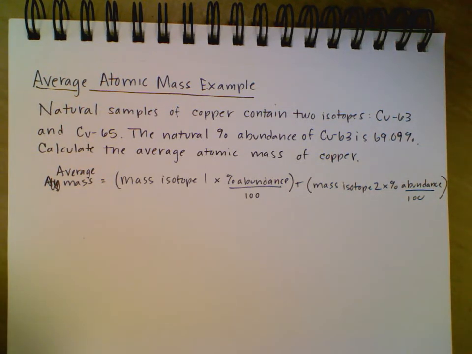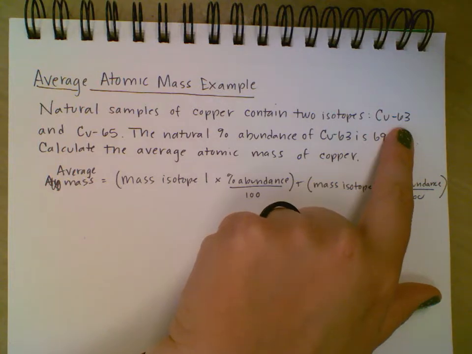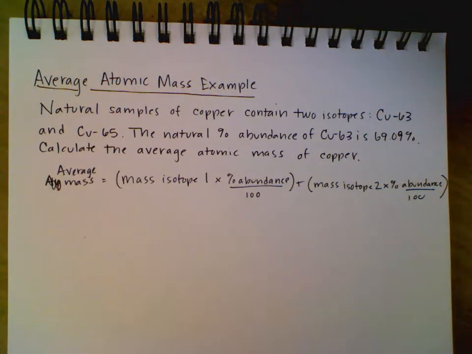It says natural samples of copper contain two isotopes, copper 63 and copper 65. Remember that the 63 and the 65 are the masses of those isotopes. It says the natural percent abundance of copper 63 is 69.09%. Calculate the average atomic mass of copper.